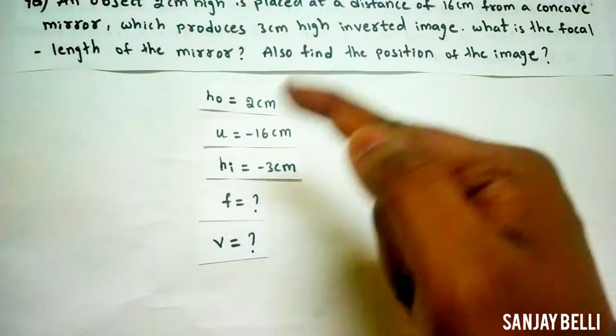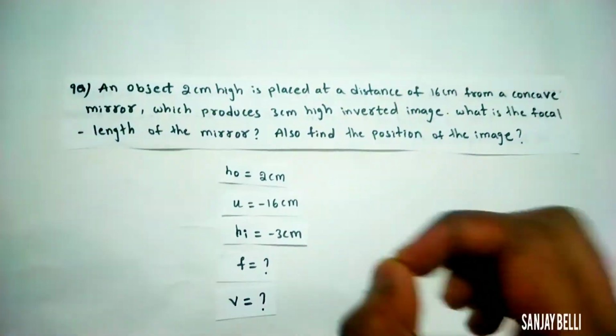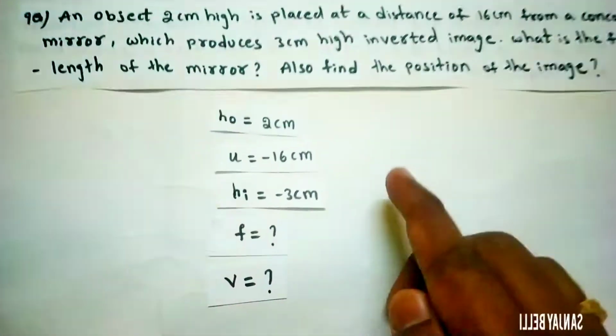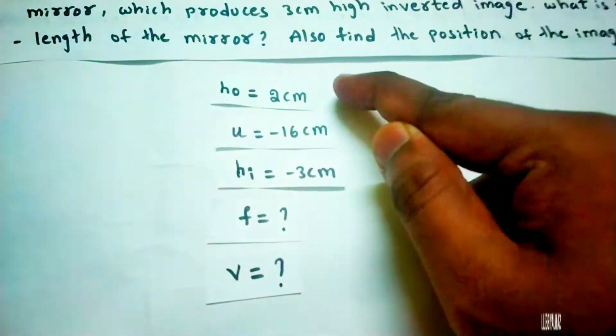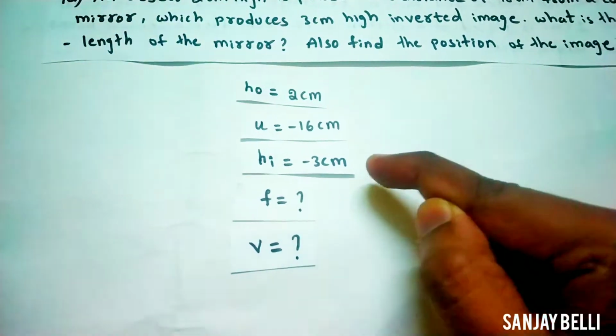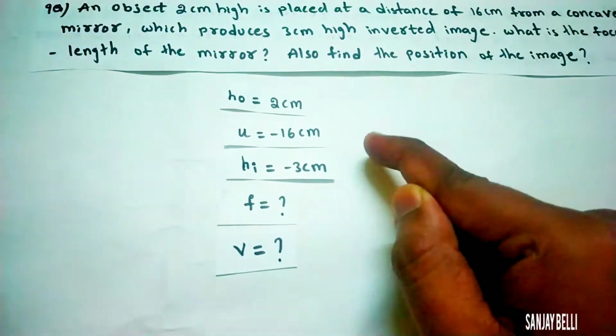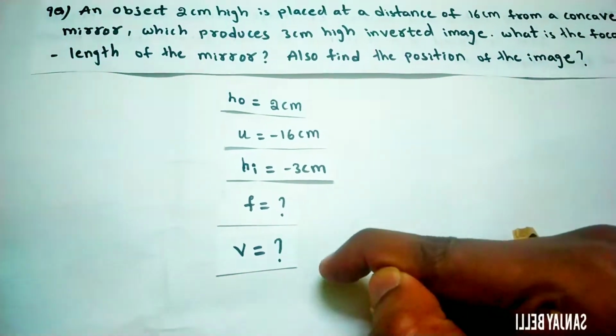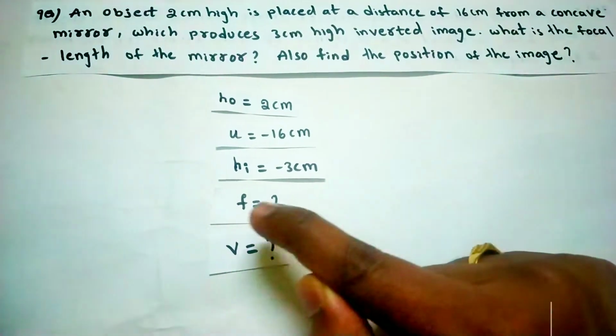By using this data, we have to solve this problem. What we have: object height 2 centimeters, object distance 16 centimeters, image height 3 centimeters. We have to find F and V. First we will find the image distance.